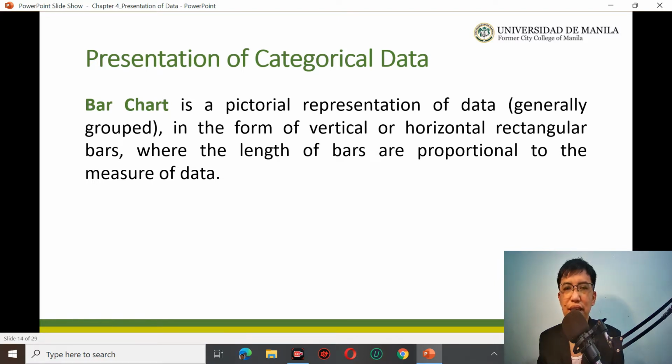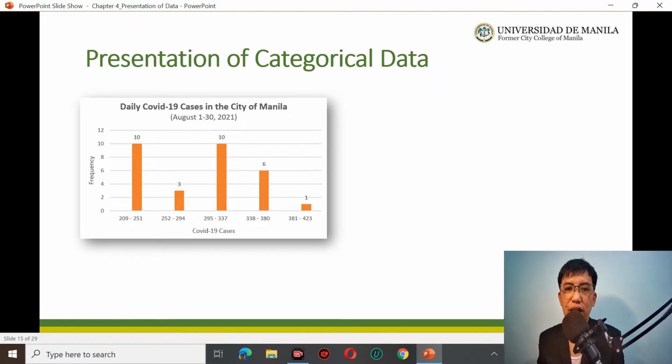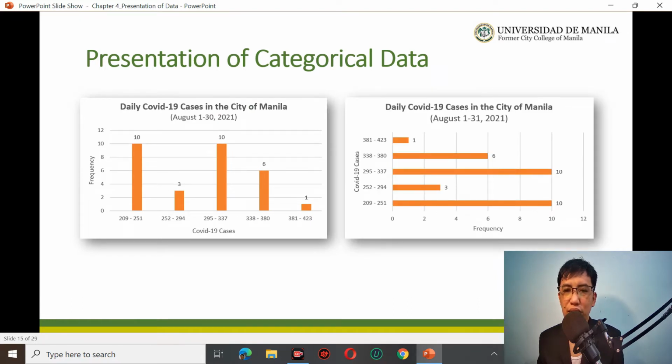Okay, so using the example that we had in the previous two videos, I used Microsoft Excel to present it using a bar chart. It can be presented using a horizontal bar chart or a vertical bar chart. Either of the two you can present it.